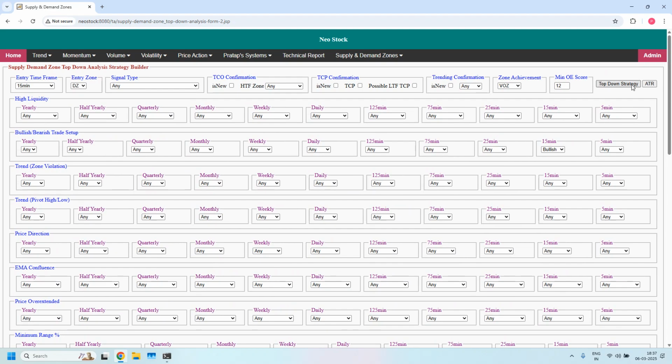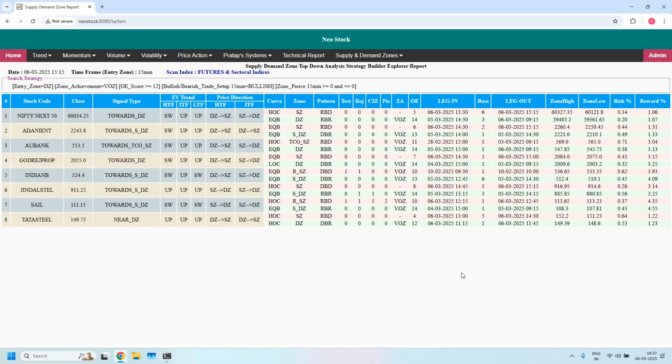With these filters, we got 8 stocks. So currently these 8 stocks are supporting bullish trade setup for daily income trade, and entry time frame zones are 15 minutes demand zones. So all these demand zones are 15 minutes demand zones. Out of these 8, how many are having ITF demand zone confluence? That is 15 minutes and 75 minutes demand zone confluence. Let's verify.